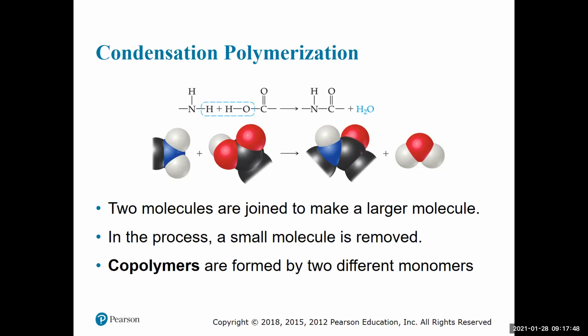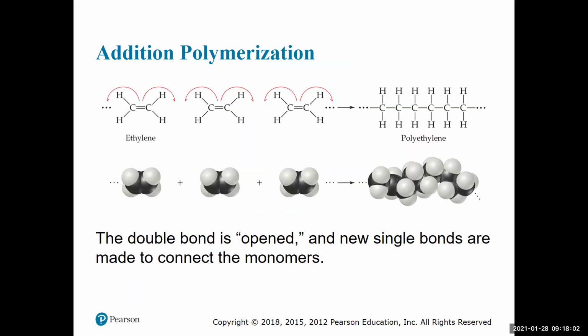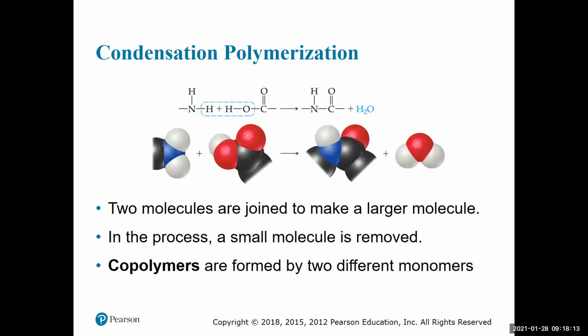When you have two different monomers like this, the resultant polymer is called a copolymer. And copolymer just means that unlike the ethylene polymerization, where it was ethylene reacting with ethylene, so the same thing all the time, here we have two different compounds reacting to form our polymer. And like I said, when that happens, you call the result a copolymer because it's from the addition of two different monomers.